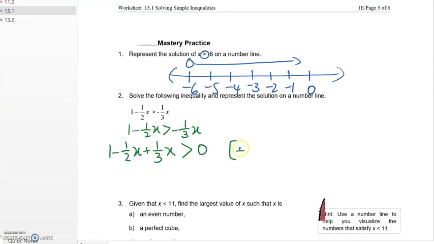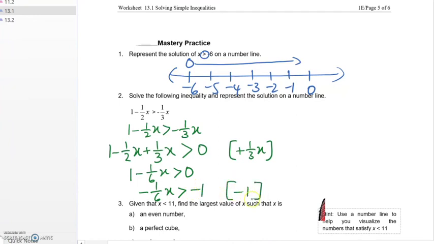So this means we're adding 1/3 x. Remember that when we add something, there is no need to change the sign. So more than still remains as more than. Again, minus half x plus 1/3 x gives us 1 minus 1/6 x greater than 0. Now we're going to shift the 1 to the right side. So minus 1 on both sides. And again, adding or subtracting a number does not change the sign.